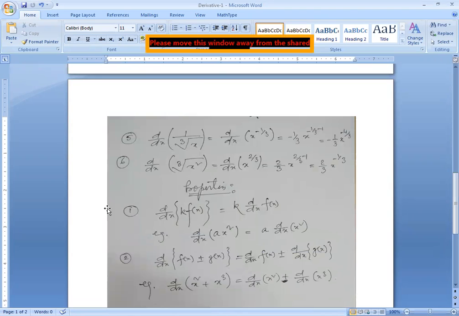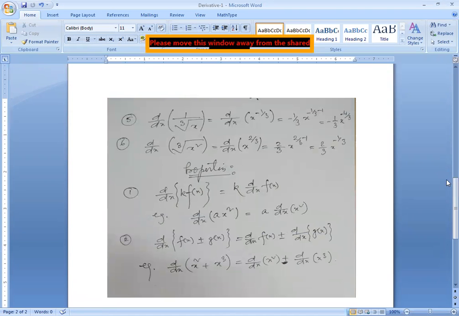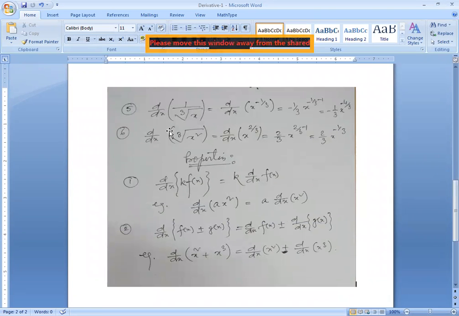In another example, 5, d/dx of 1 by cube root of x. Again, the form of the function is 1 by cube root of x. It is not at first sight of the form x to the power n, but just this function initially. Then we have x to the power minus 1 by 3. Exactly, cube root of x means x to the power 1 by 3. Again, it is in the denominator, so x to the power minus 1 by 3. The minus sign comes here because it is in the denominator.